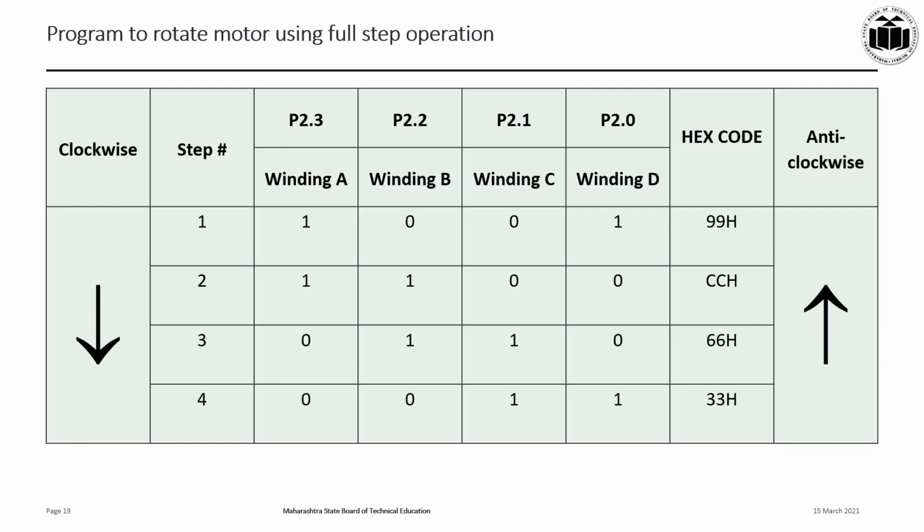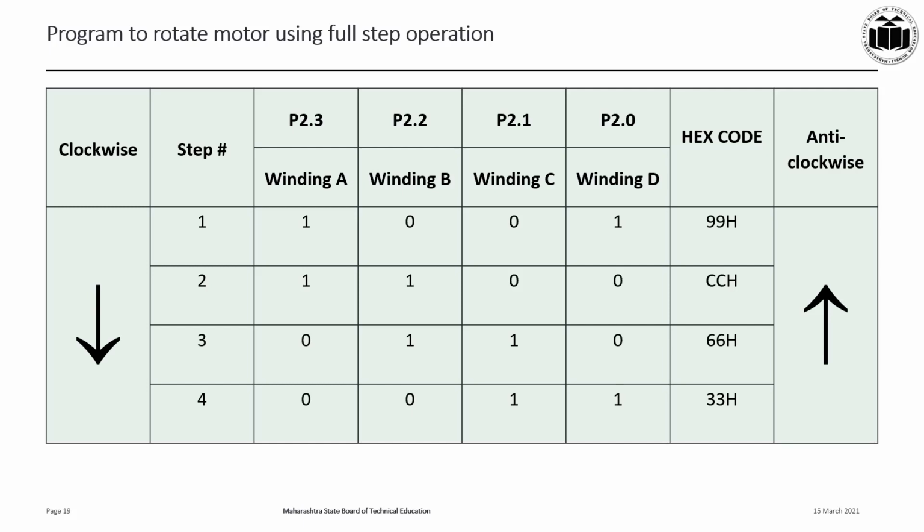So on, if you can see step 1, the hex code for the sequence is 99H, then CCH, 66H and 33H. We can either form the hex code as 09H, 0CH, 06H, 03H or 99H, CCH, 66H and 33H. 99CC6633 gives us the same sequence on the lower nibble as well as the higher nibble of the port pins. So the stepper motor 4 windings can be interfaced either to the lower nibble P2.0 to P2.3 or to the higher nibble P2.4 to P2.7 pins of port 2 of microcontroller 8051.